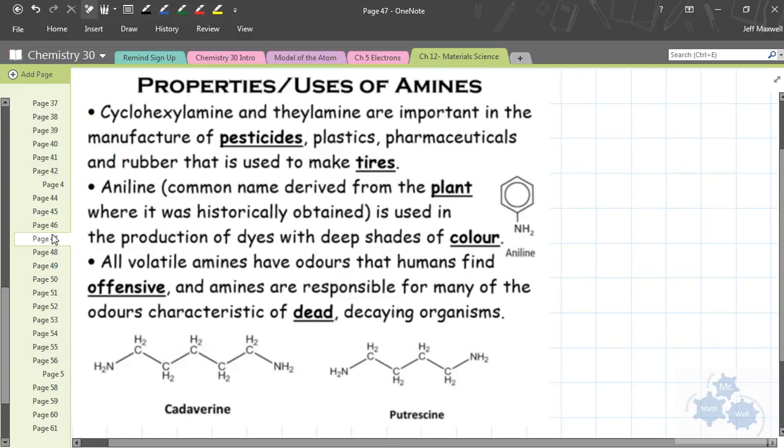Any other questions? Okay, so some notes on the properties and uses of amines. Cyclohexylamine and phthalamine are important in the manufacturing of pesticides, also plastics, pharmaceuticals. So an amine group, lots of pharmaceutical drugs, and rubber as well, used to make tires. So this functional group is very important in the making of all these things. So you can see it's widely used.